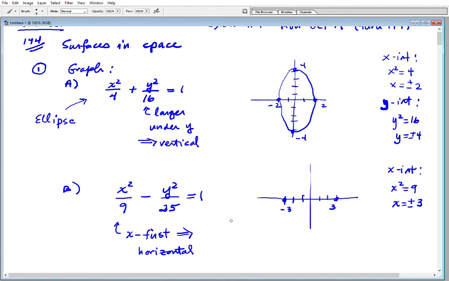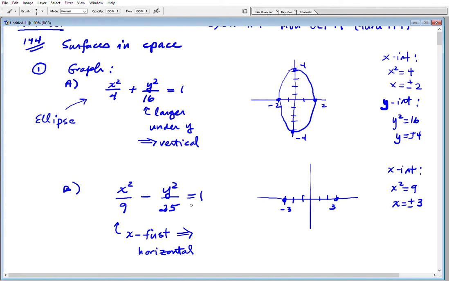And we don't have any y-intercepts. If we set x equal to 0, we get y squared equal to negative 25. All right, so we can't take the square root of both sides. So we don't have y-intercepts, which is what we expected because, like we said, this is a horizontal hyperbola. So it's going to go like this here and this here.